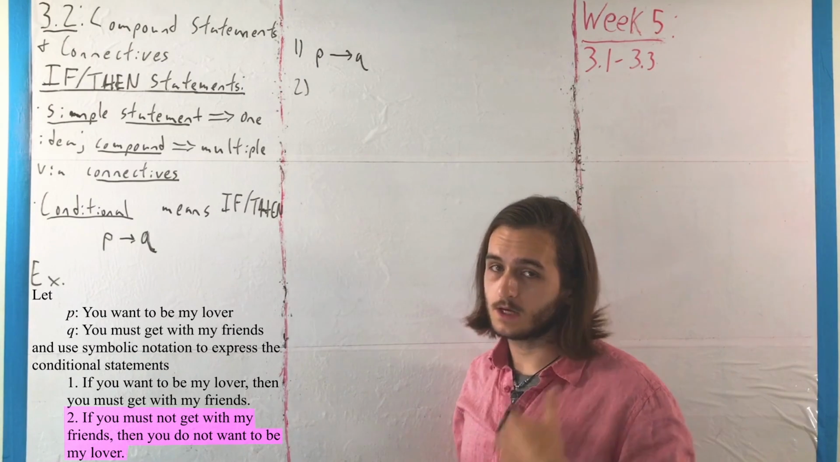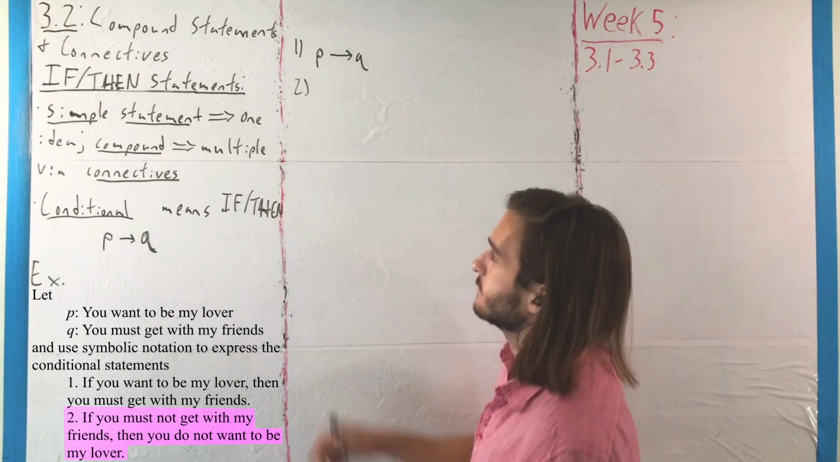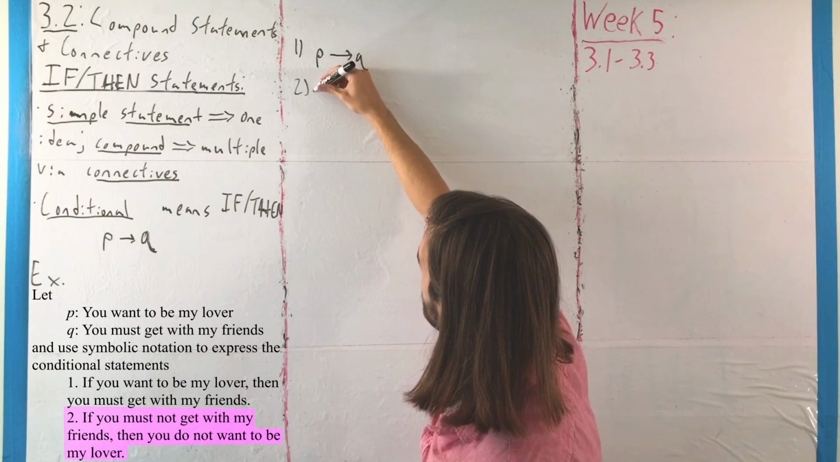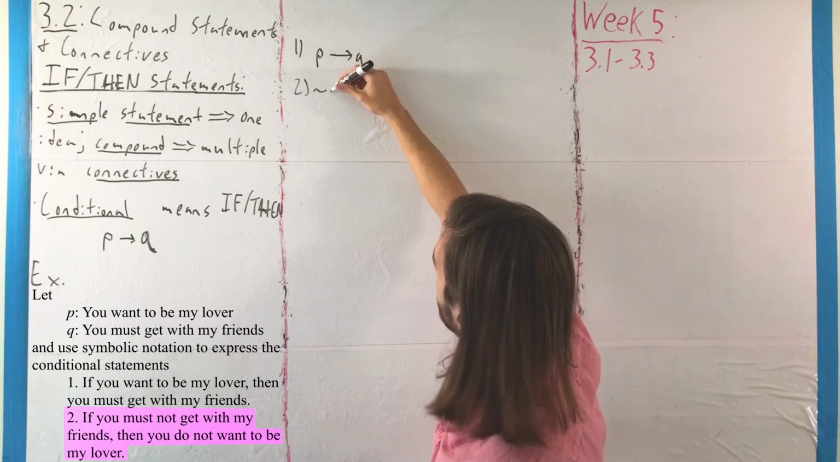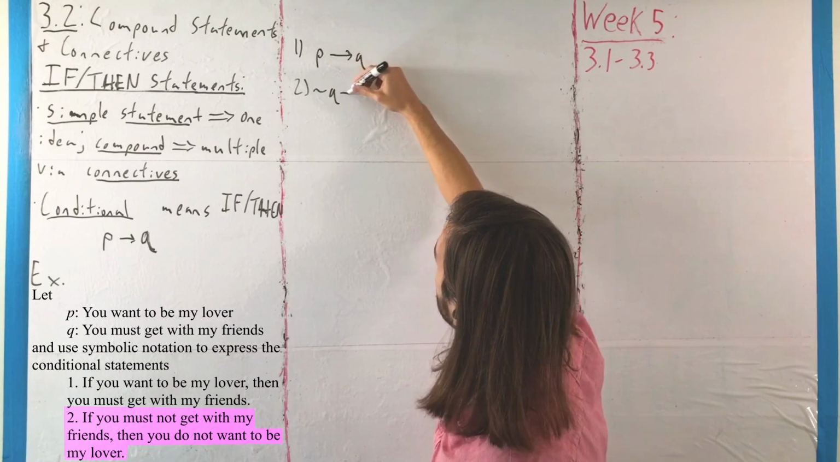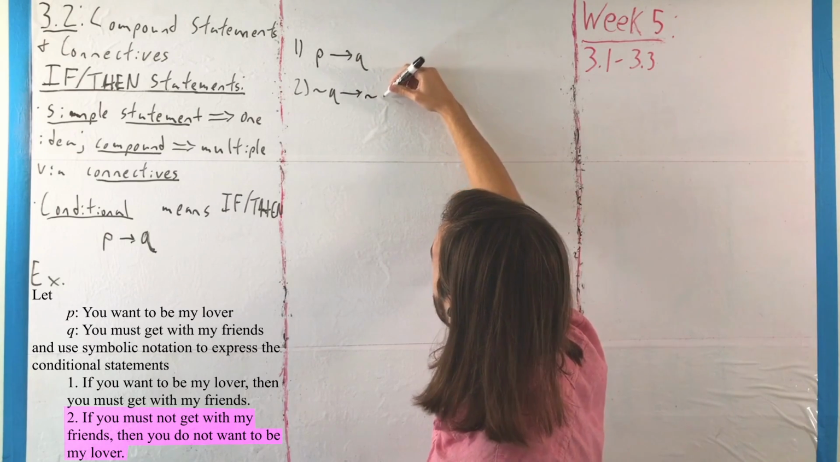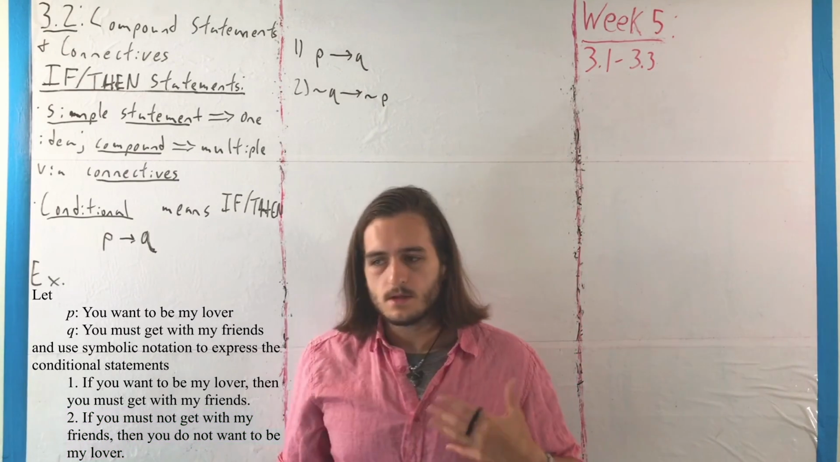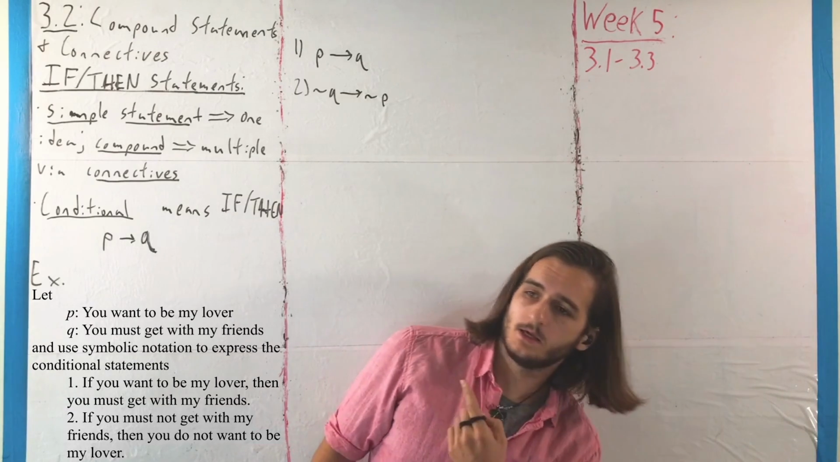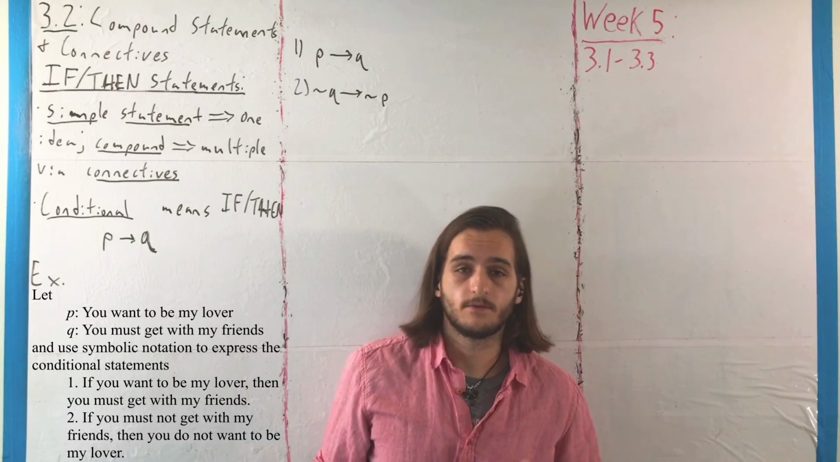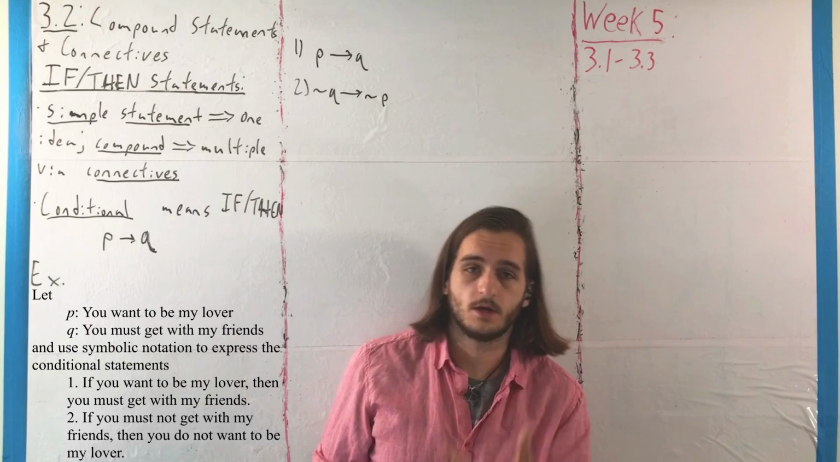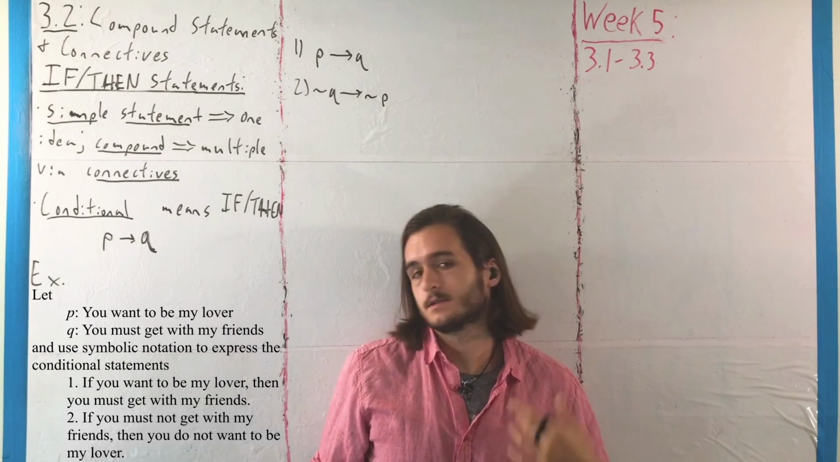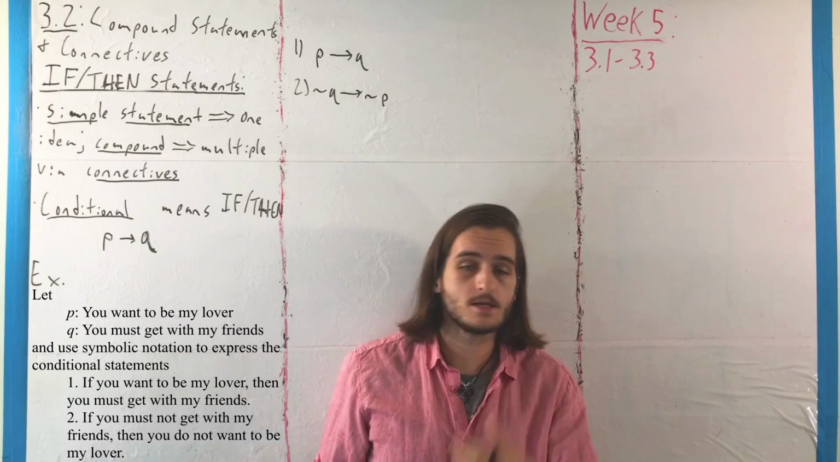We've reversed the order as well as reversed each statement. So for that, we do not want to get with the friends, not Q, and we do not want to be the lover, not P. Where this particular construction is a thing called a contrapositive, where you flip both the direction of the conditional as well as the truth value of each statement in the conditional.